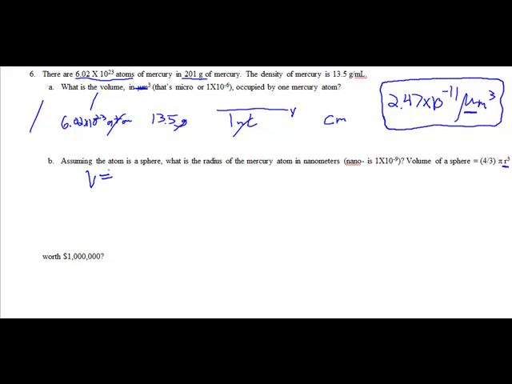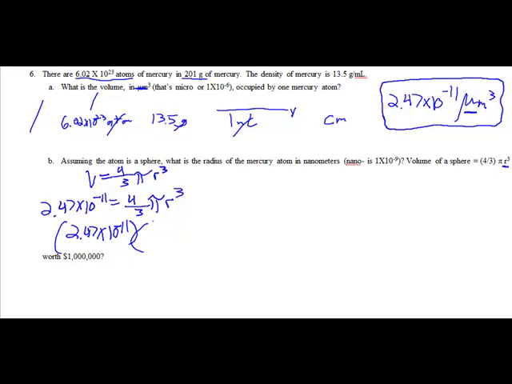So we have our volume equals 4/3 pi r cubed. Volume 2.47 times 10 to the negative 11th. My students will ask me every year, can we just use 3.14 for pi? No, use the pi button on your calculator. Very simple. So what you're going to do then, you're going to take 2.47 times 10 to the negative 11th, and multiply that by 3/4 pi. And we're going to solve for our r cubed.